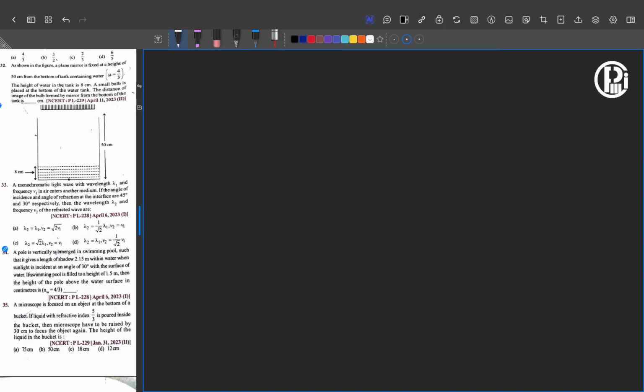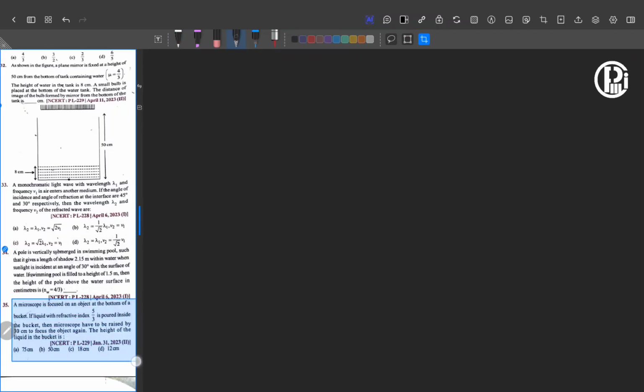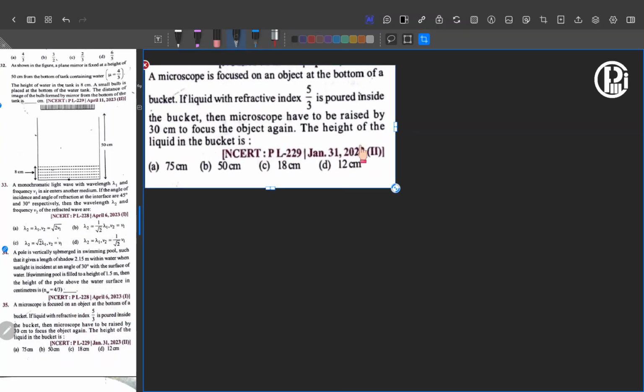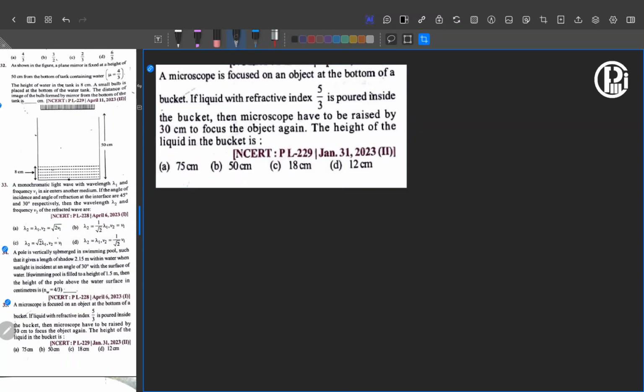Moving to question number 35. Even this 35 is also important. Question number 35, let me take it out. A microscope is focused on an object at the bottom of a bucket. If liquid with refractive index of 5/3 is poured inside the bucket, then the microscope has to be raised by 30 cm to focus the object again. The height of the liquid in the bucket is?